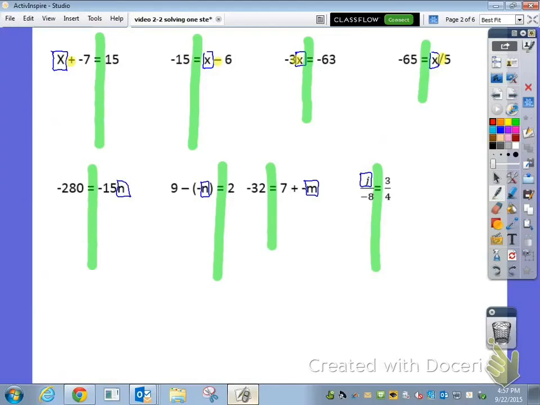Do the opposite operation. The opposite of adding is to subtract. So make sure you put subtraction on the left and the right side. Whatever you do to one side, you have to do to the other, okay? The opposite of subtracting is addition. So whatever I do to the right side, I do to the left side. The opposite of multiplying is dividing. Whatever I do to the left, I have to do to the right. And the opposite of division is multiplication. So I'm going to put a little dot right there for multiplication.